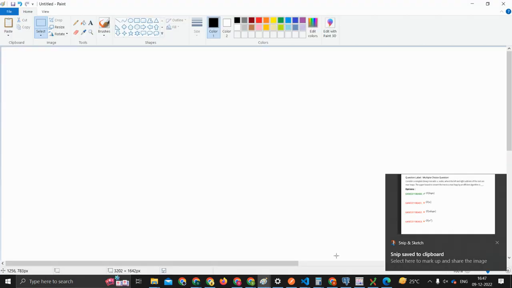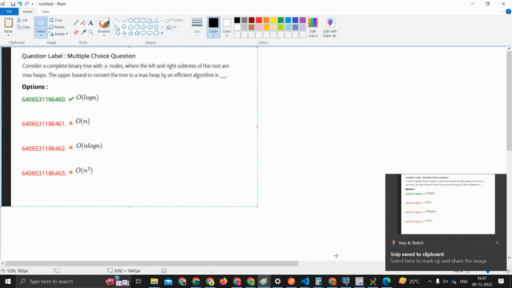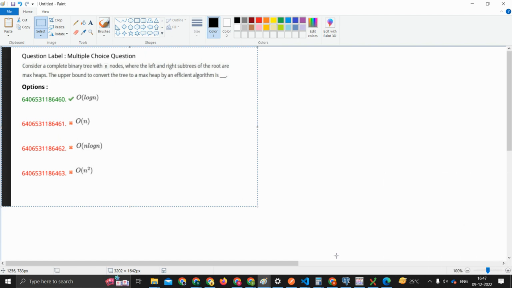What is this question saying? Pooja, can you take this? Consider a complete binary tree with n nodes where the left and right subtrees of the root are max heaps. The upper bound to convert the tree to a max heap by an efficient algorithm is... This is basically heapify, right? So they're saying that, yeah. So that takes order of log n.